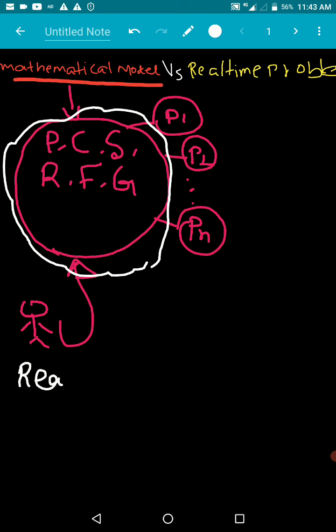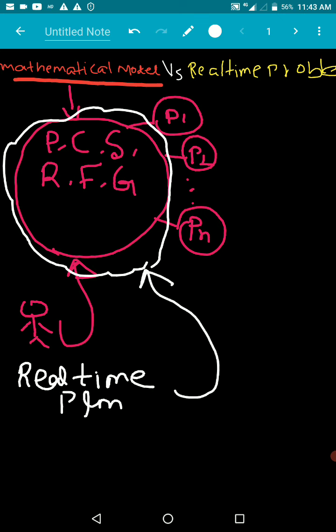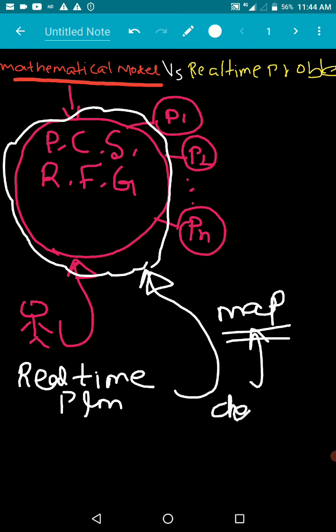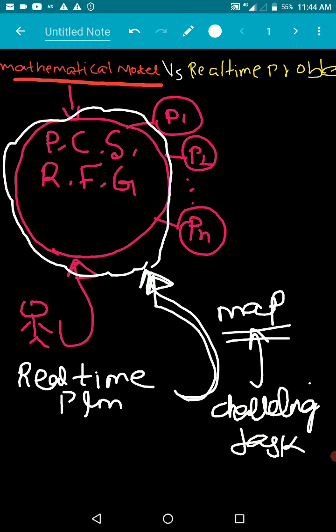But the challenging task is how to map the real-time problem into one of the mathematical models. Once the mapping is done, we can choose one of the properties and solve the problem efficiently. But here the challenging task is mapping from the real-time problem into one of the mathematical models.